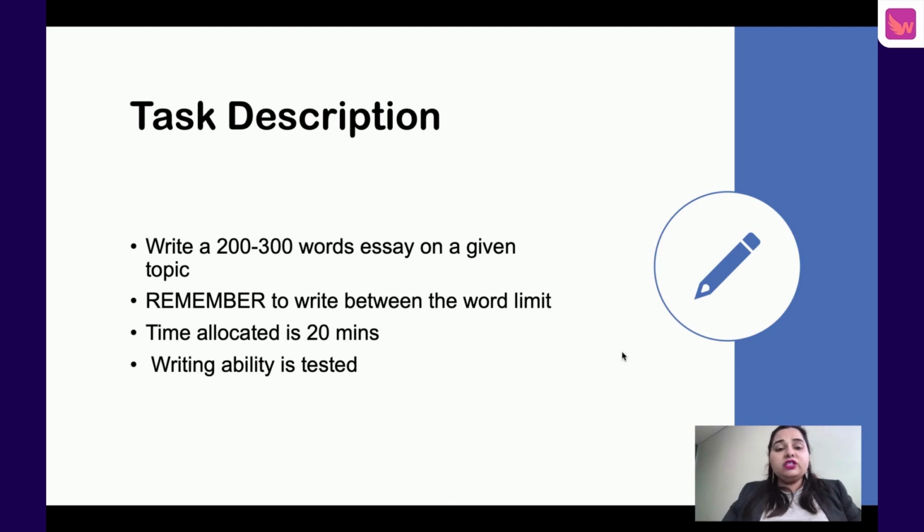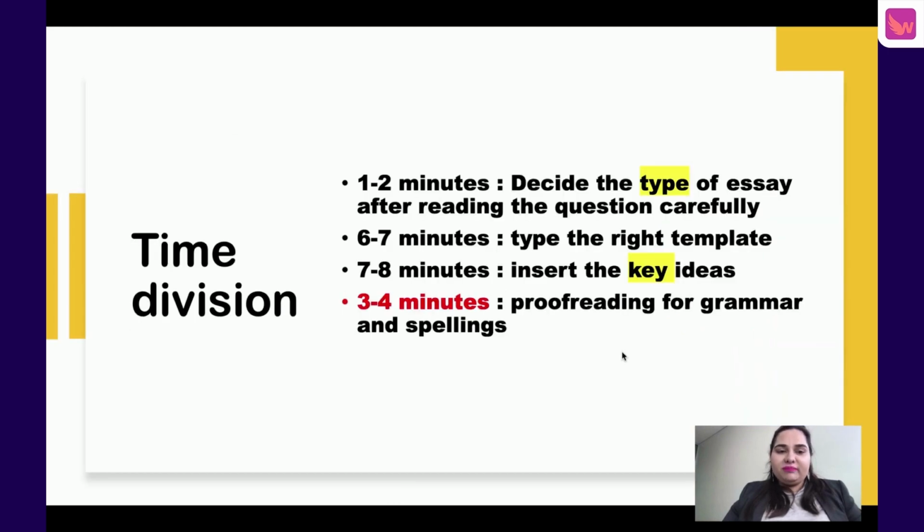The time allocated for this question is 20 minutes. You have the question that is going to test your ability of writing. Now, how you should be dividing your 20 minutes: you should take the first 2 minutes to decide the type of essay after reading the question carefully. The next 6 to 7 minutes are going to be used to type the template, that is the right template. 7 to 8 minutes are used to insert the key ideas, and the last 3 to 4 minutes are used for proofreading, for grammar and spellings to make sure there is no spelling error or careless error in our answer.